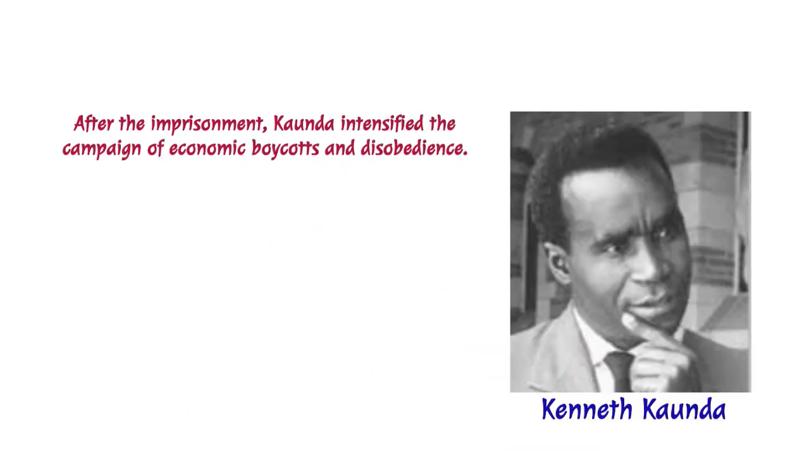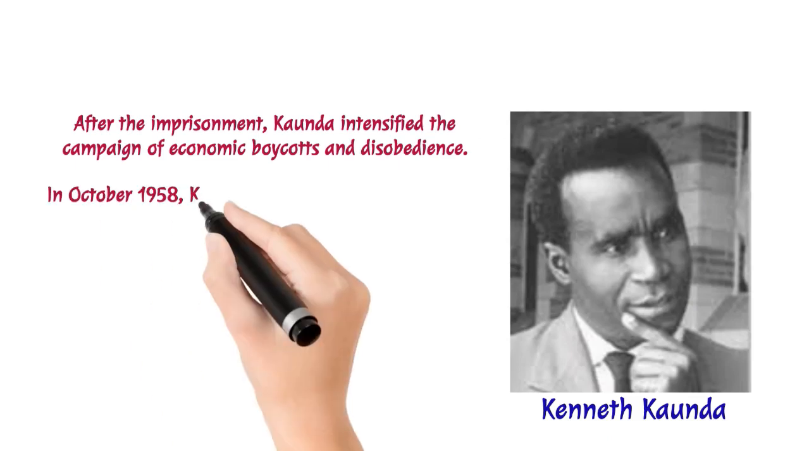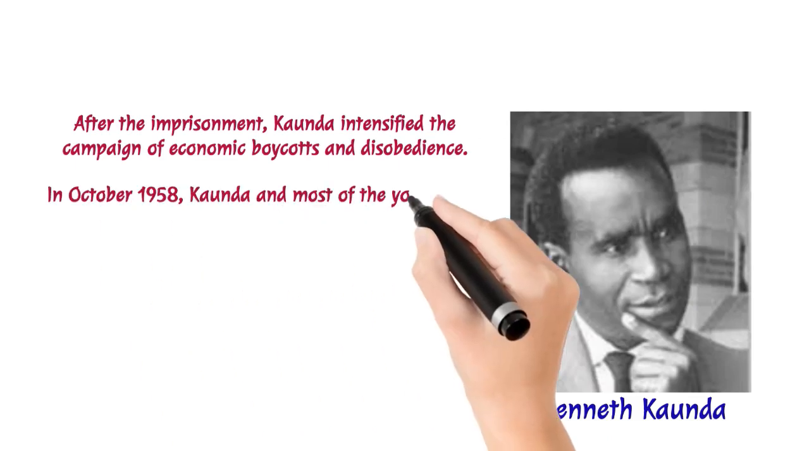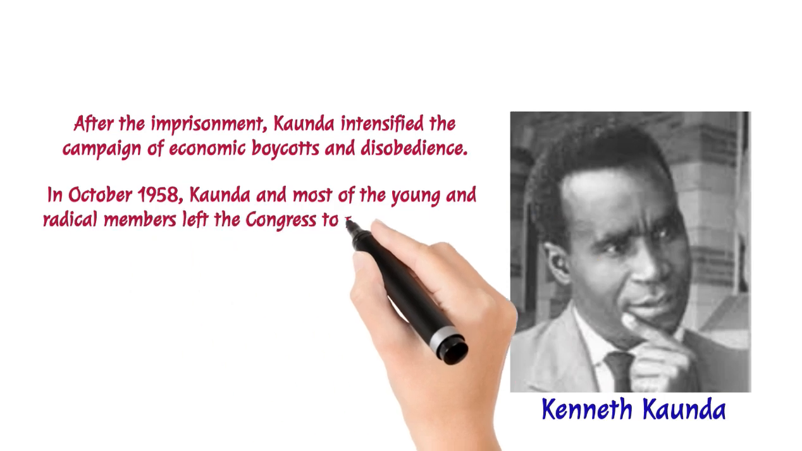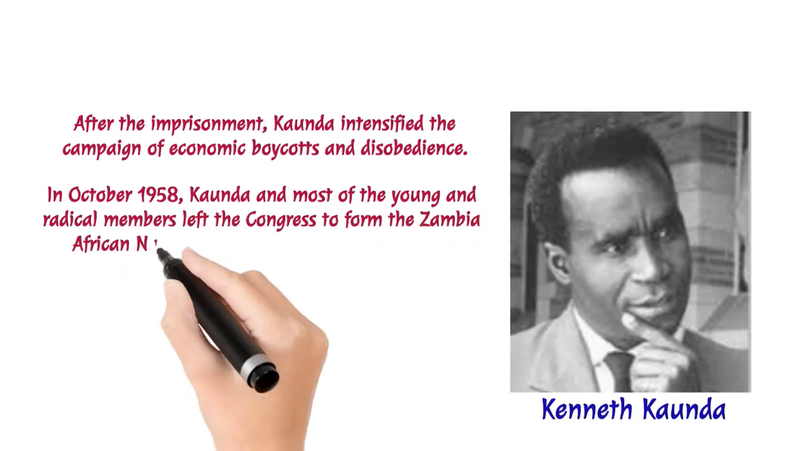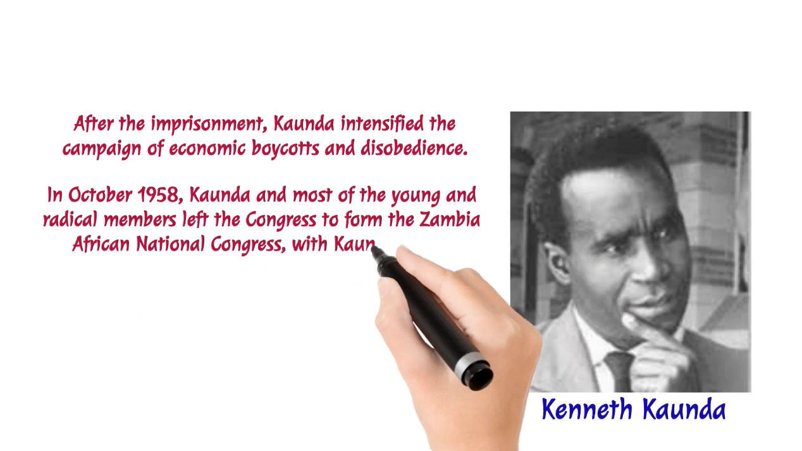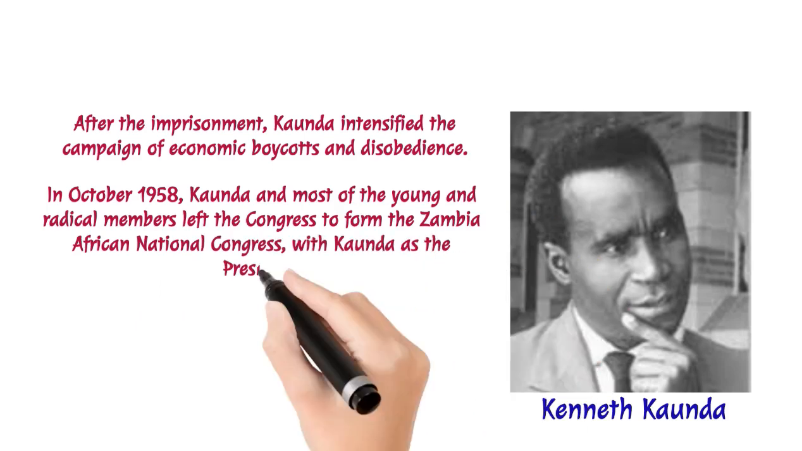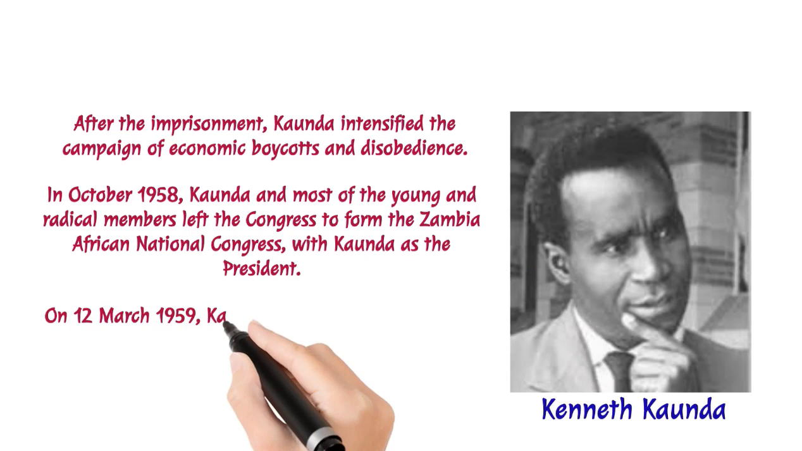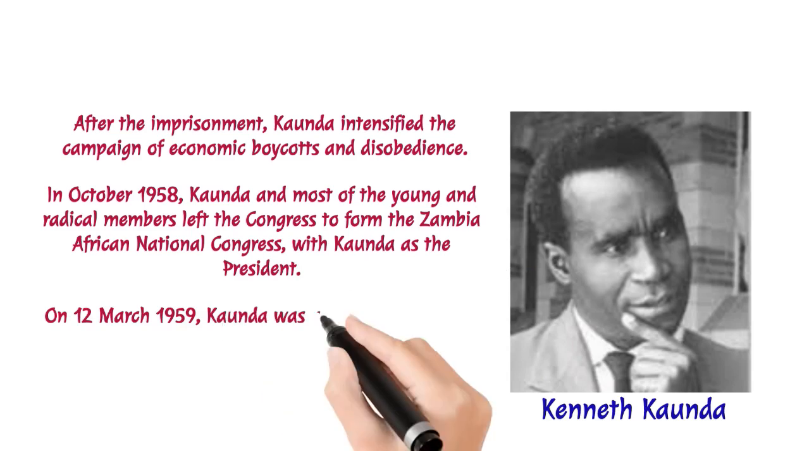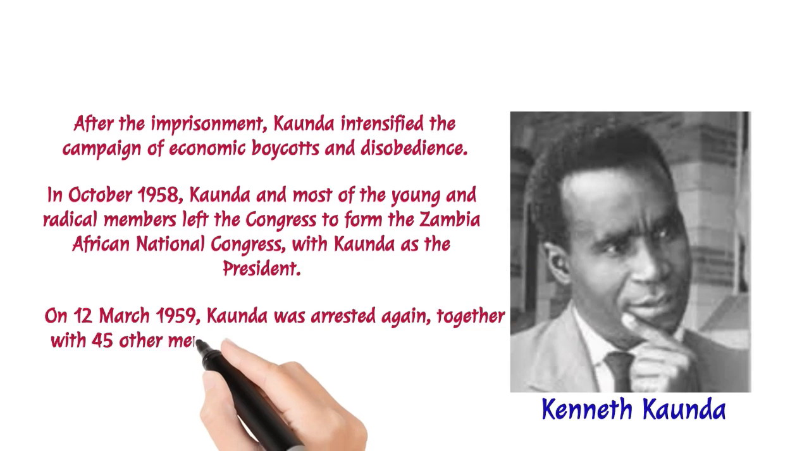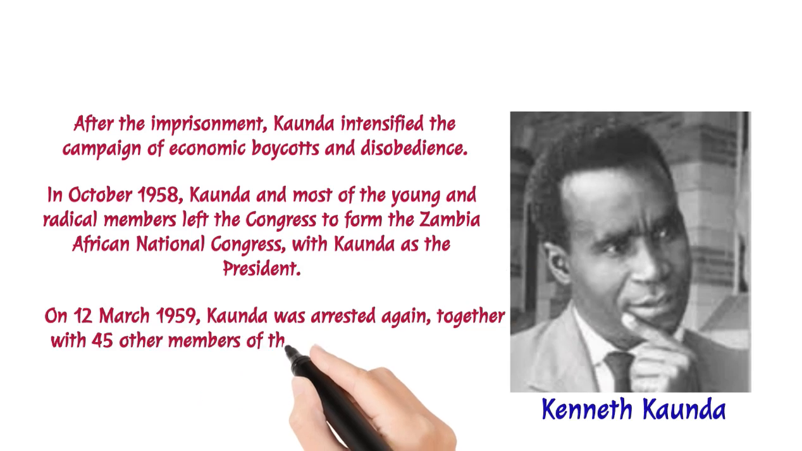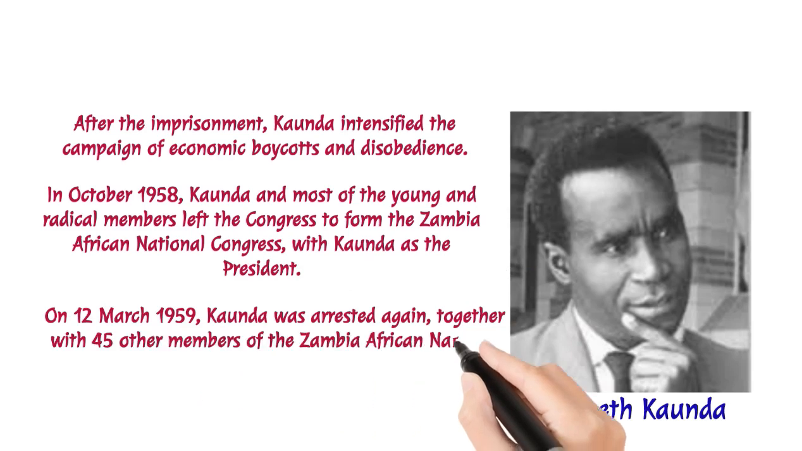In October 1958, Kaunda and most of the young and radical members left the Congress to form the Zambia African National Congress, with Kaunda as the president. On 12 March 1959, Kaunda was arrested again, together with 45 other members of the Zambia African National Congress, and the party was banned.